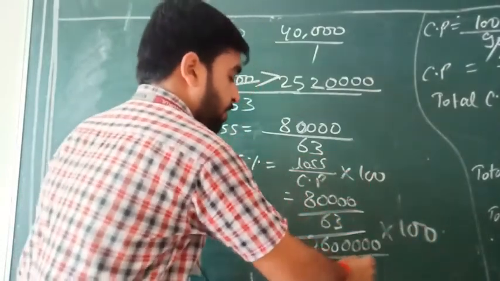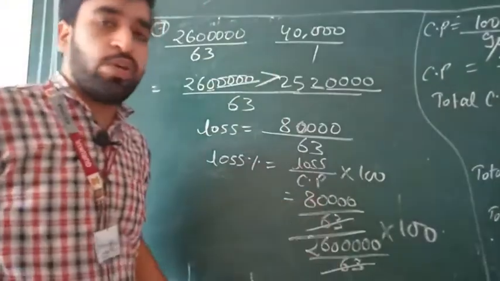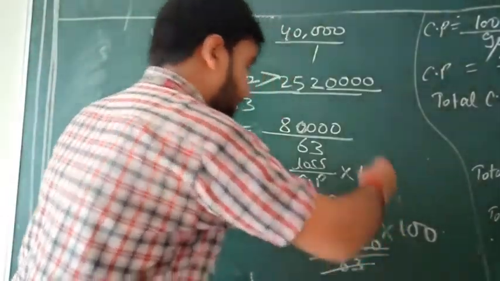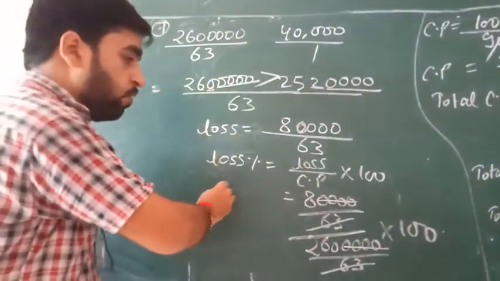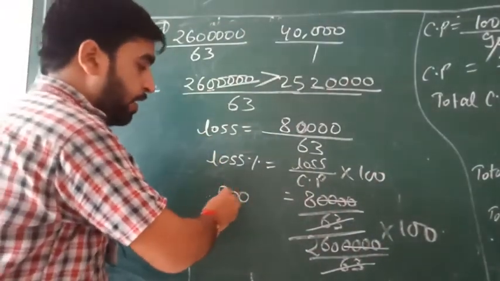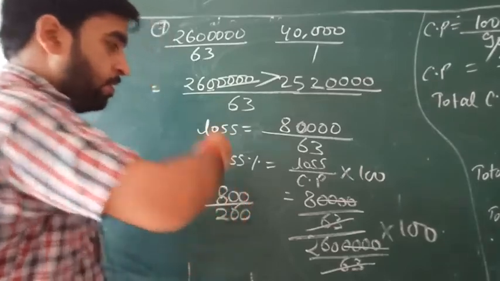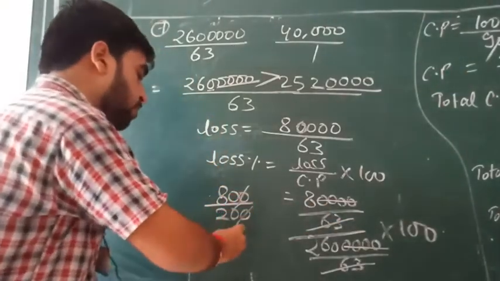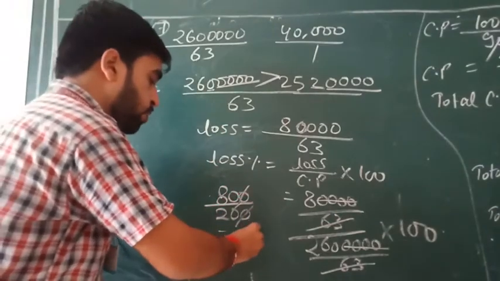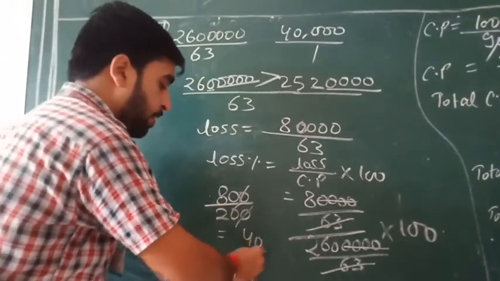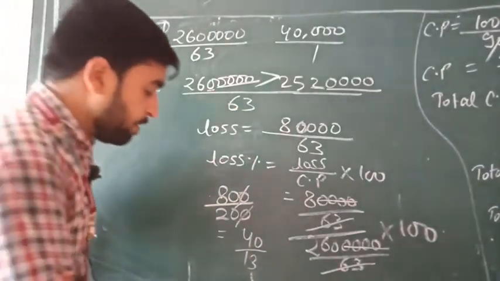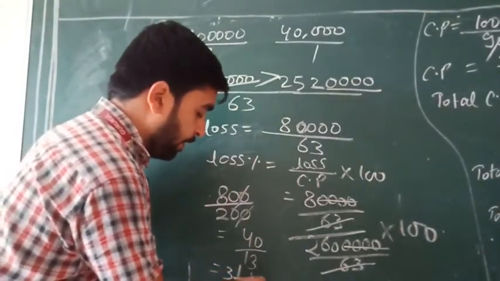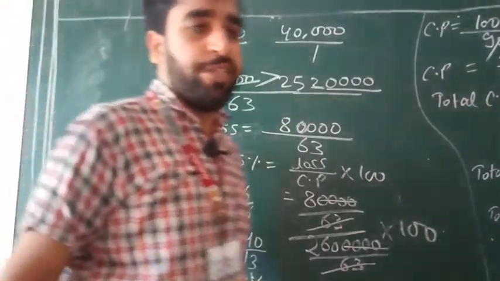Now what is the benefit? 63 and 63 get cancelled out, and 4 zeros and 4 zeros get cancelled out. So this has turned out to be 800 divided by 260. 8 into 100, 800 divided by 260, 0 and 0 get cancelled out, and divided by 2, 40 upon 13. So convert into a mixed fraction, 13 3s are 39, 3 whole 1 upon 13%. This is the loss percent.